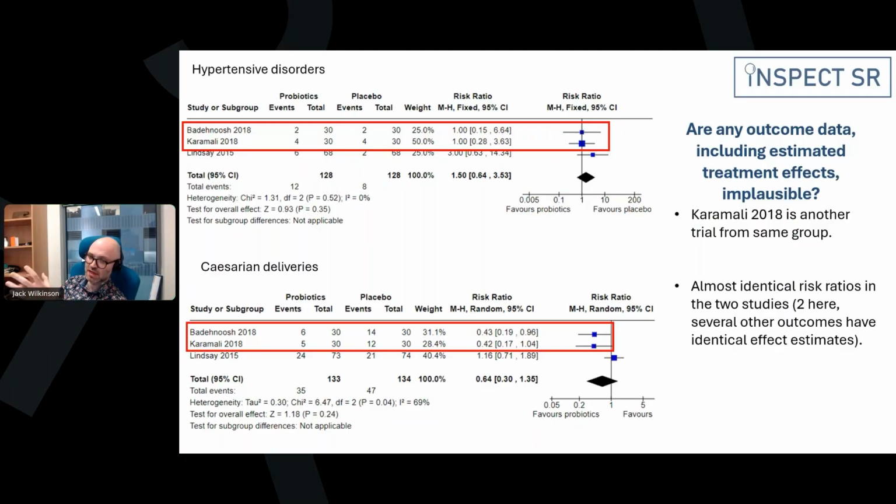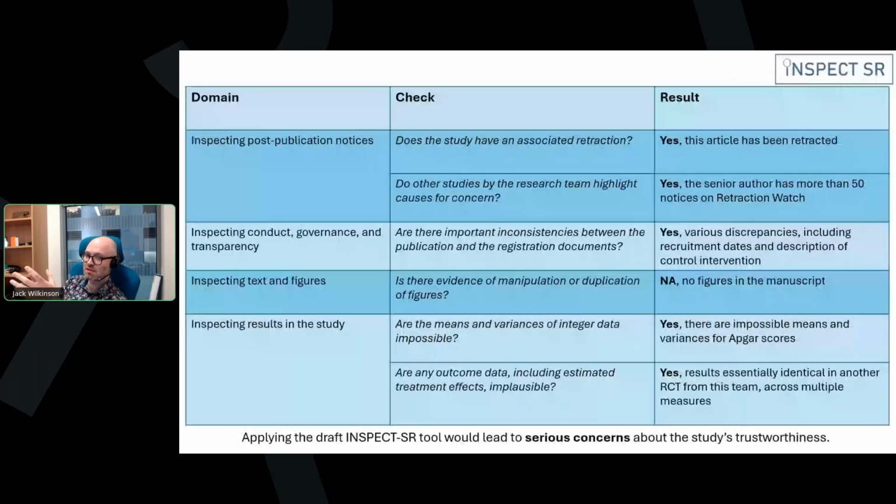So just to summarize, if we did apply just some of the checks from Inspect SR, we would identify concerns in several domains. We would have serious concerns about the trustworthiness of the study, and we wouldn't want to include that in a systematic review. We wouldn't want to allow it to contribute to patient care.